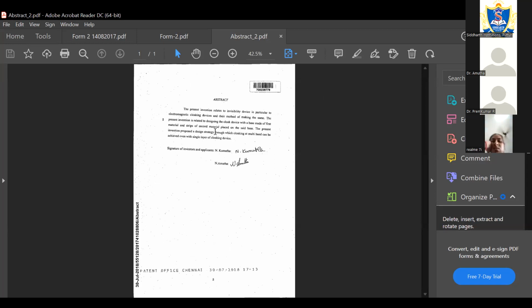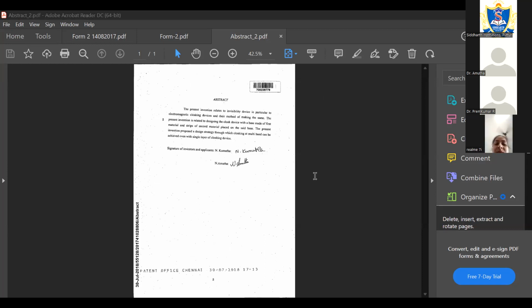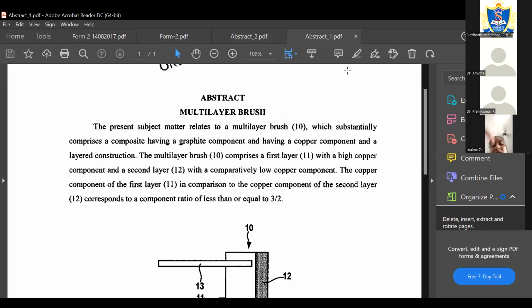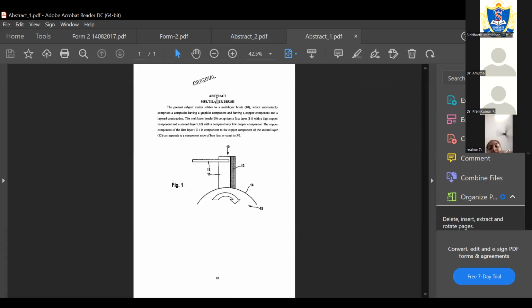The title of the invention is not here, since it was our first application. Let me show you this one. Here you can see the title of the invention, and you can see that it relates to a multi-layer brush. So you have to write what the invention relates to. That needs to be included, and some important figure can be included here.